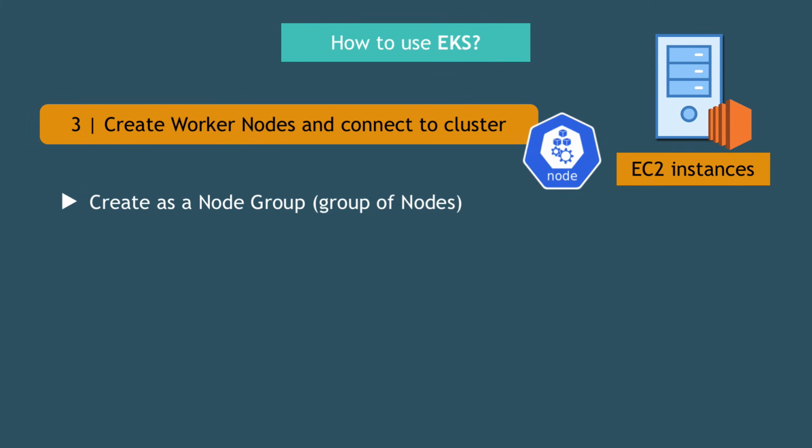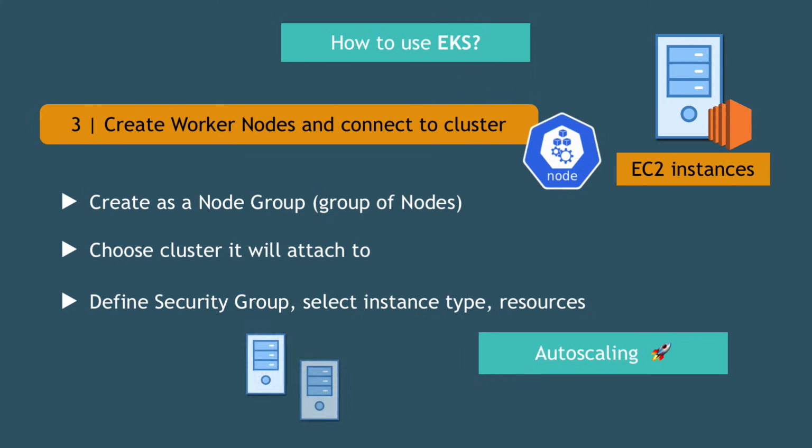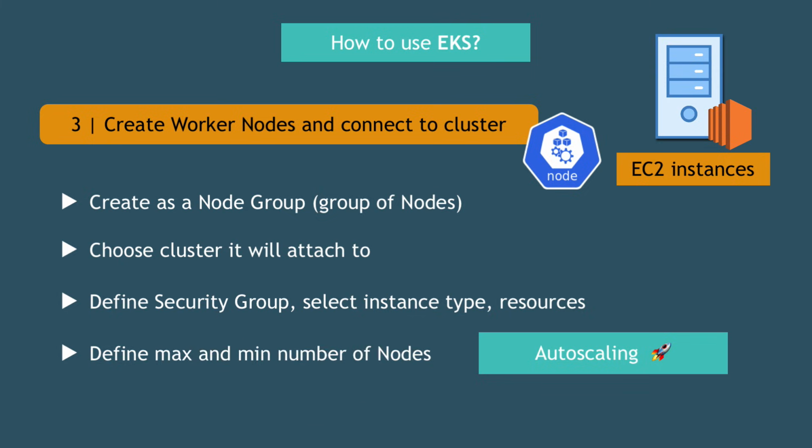When you create a node group, you choose the cluster it will attach to or join to. You also define a security group for that. You select the instance type of EC2 instances, so basically you choose which resources your EC2 instances should have. And with a node group, you also have auto scaling, which is pretty cool because based on the cluster needs, depending on how much load the cluster has, new worker nodes will automatically be added or removed in the cluster. For that, you define a maximum and minimum number of nodes: the maximum number of nodes it should scale up to and the minimum number of nodes it should scale down to. And you have some other configuration as well.